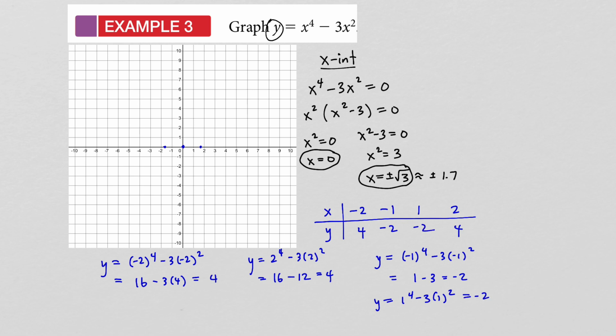So we have these points: negative 2, positive 4, right here. Negative 1, negative 2, which is down there. Positive 1, negative 2, which is also down here. And positive 2, positive 4, which is up here. So what's going on here? Let's think about what the graph looks like.